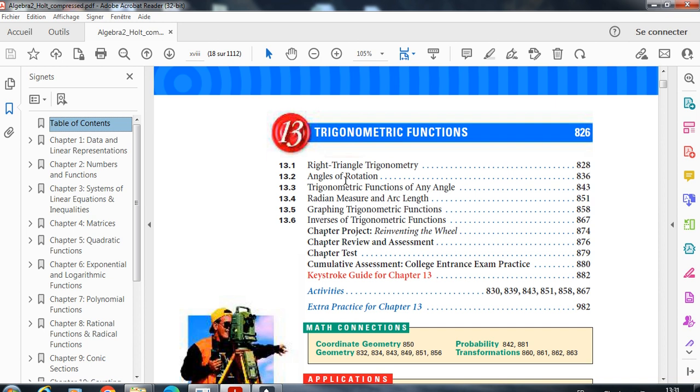We have many things in trigonometric functions, and also how to solve trigonometric equations. This is trigonometric functions, chapter number 13.